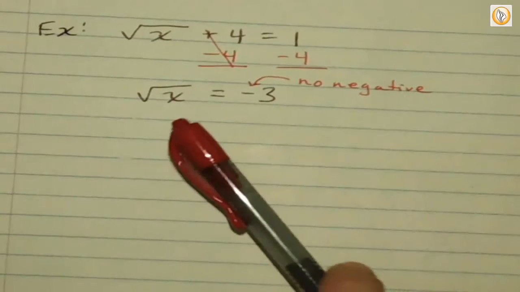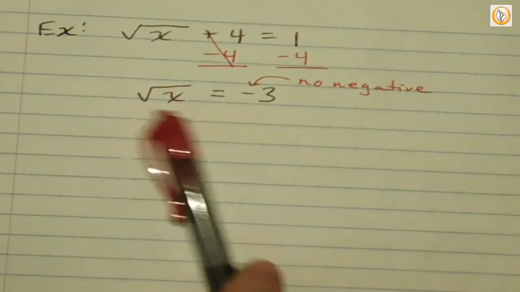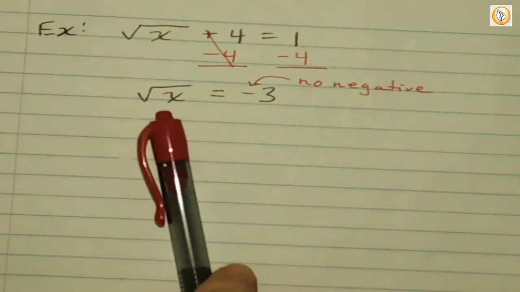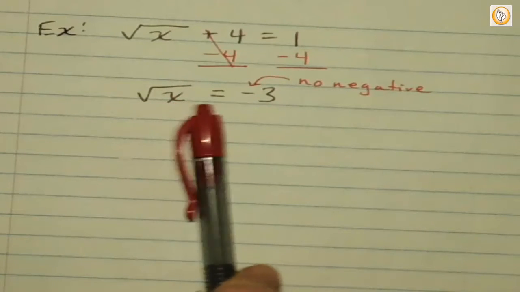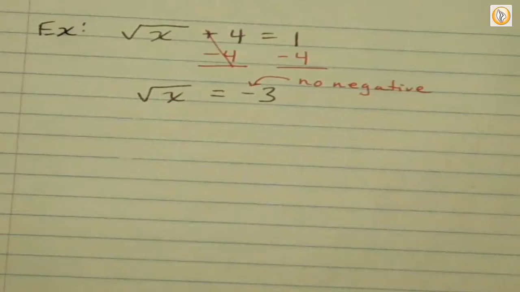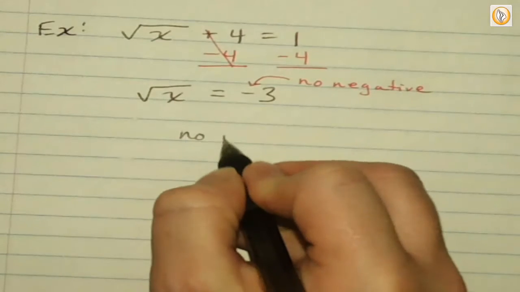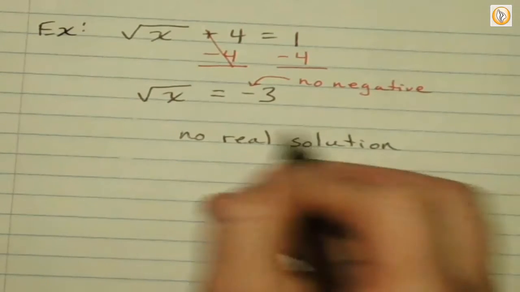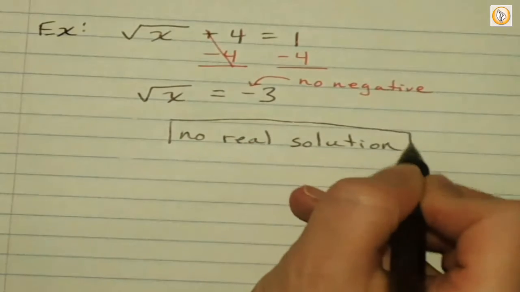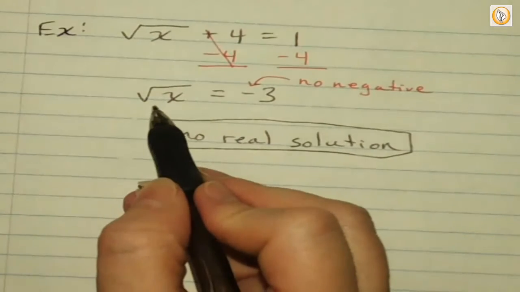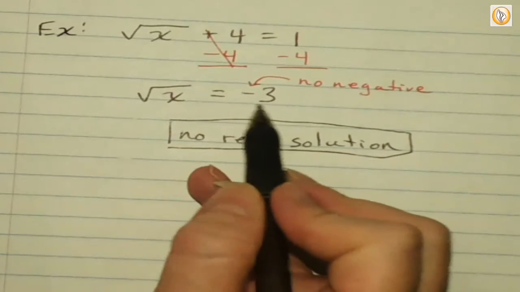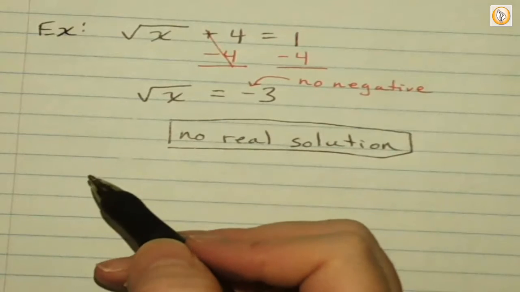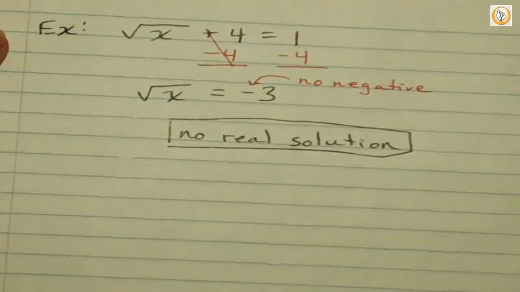Okay? For future reference. All we have right here is the square root of x equals negative 3. We can stop there. It's no real solution. That's your answer because it's square root of x equals a negative. So it is no real solution.